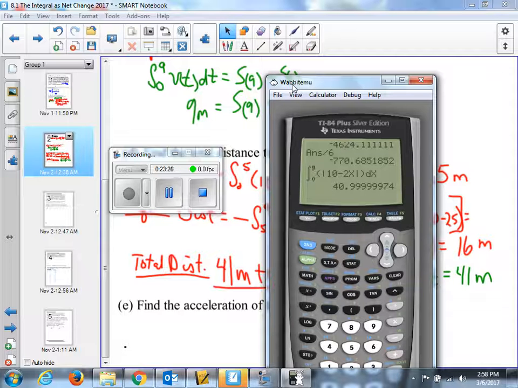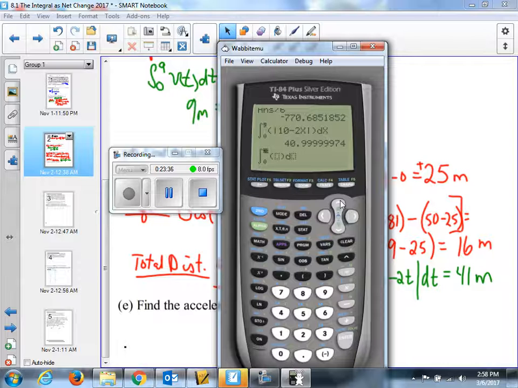If you just wanted what we had before, 0 to 9, and you took 10 minus 2x, dx, you should get the 9. And we do, right? You guys see the difference on your calculator? The absolute value is where it takes all the values and makes it positive.